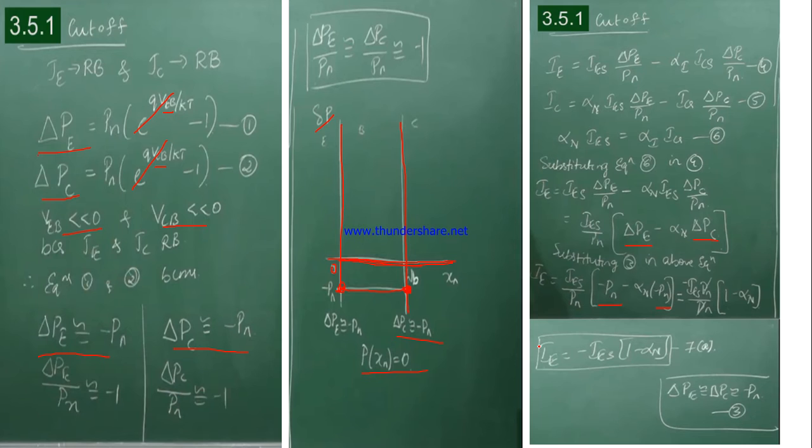So how do we solve this equation? That is from the coupled diode model. From these three equations we got from the coupled diode model, we simplified here by substituting the values of IE, delta PE and delta PC.